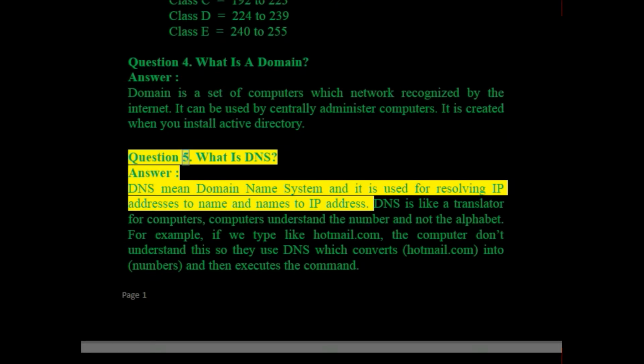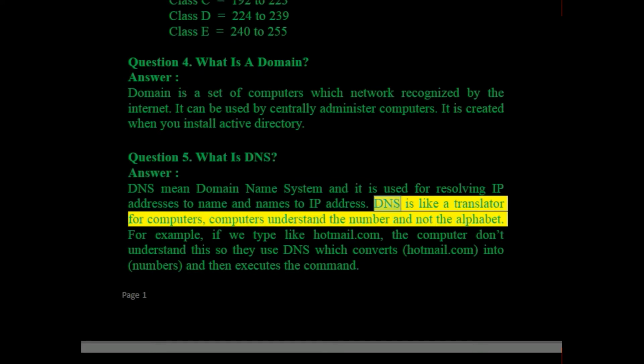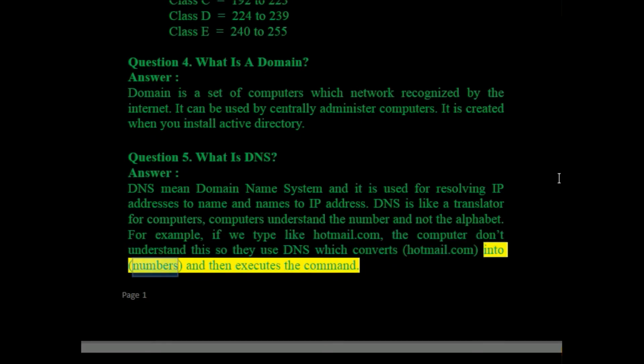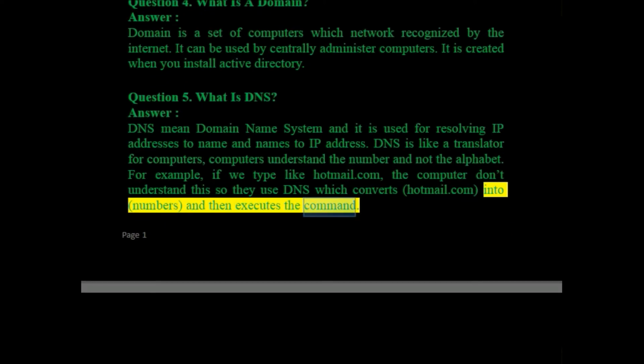Question 5. What is DNS? Answer: DNS means Domain Name System and it is used for resolving IP addresses to names and names to IP addresses. DNS is like a translator for computers. Computers understand numbers and not the alphabet. For example, if we type hotmail.com, the computer doesn't understand this, so it uses DNS, which converts hotmail.com into numbers and then executes the command.